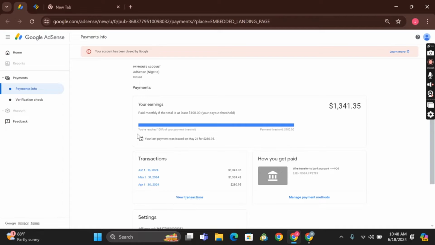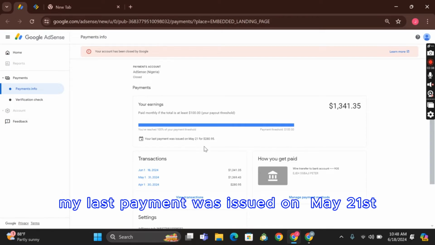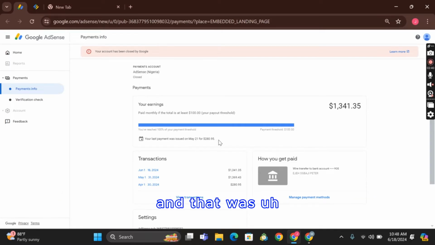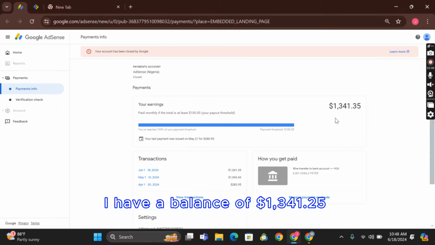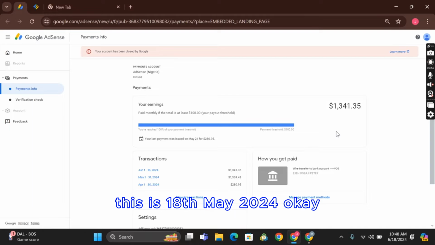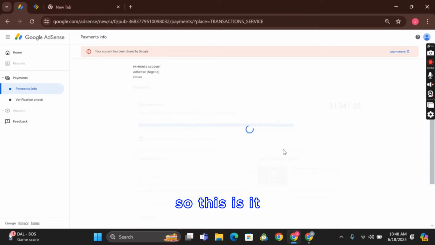If you notice, my last payment was issued on May 21st, and that was $280.95, as stated here. Then for this month I have a balance of $1,341.25 yet to be paid on the 21st. This is 18th May 2024. Okay, so this is it.